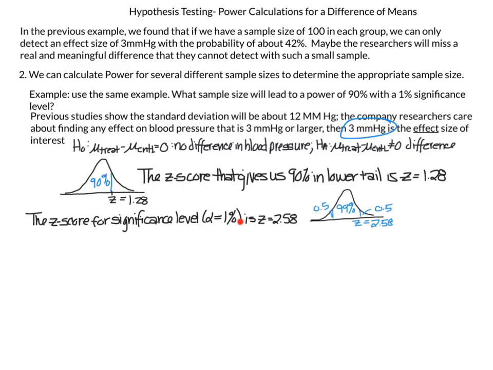For our significance level of 1%, that means 99% of our data surrounding our mean leaves us 0.5% in the upper tail and 0.5% in the lower tail. So the z-score associated with 99.5 is 2.58. Remember, we have to look up the 99.5 since our table is giving us the area below our z-score.